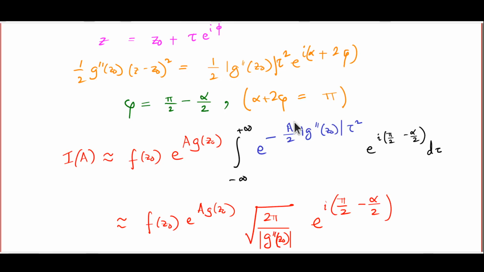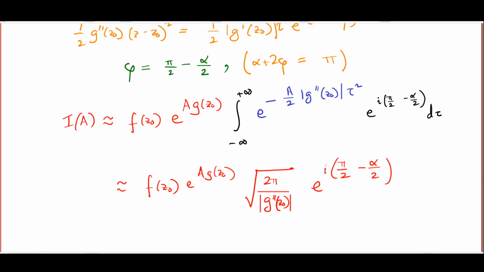Note that z minus z0 being tau e to the i phi essentially tells you that when you are moving away from z0 along the contour, you are moving in a particular direction. You are making an angle phi with the real axis. And that is the extra factor that comes in now. The change of measure from z to tau brings in an extra factor of e to the i pi by 2 minus alpha by 2, that is e to the i phi.